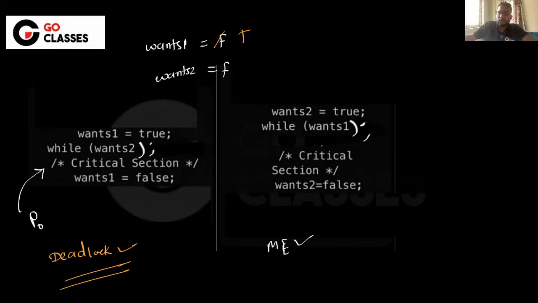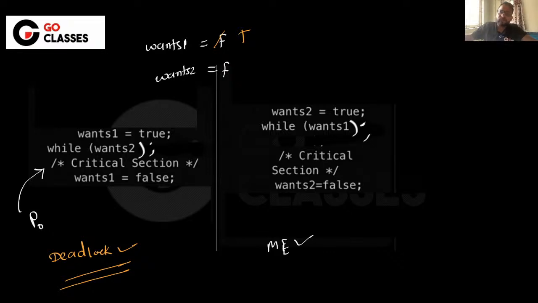Let me know if there is any doubt till this point. See, I need to check two things for the mutual exclusion. I'm just checking both of the things, and based on that, we are concluding whether the mutual exclusion is satisfied or not, right? Okay. Let's move further.